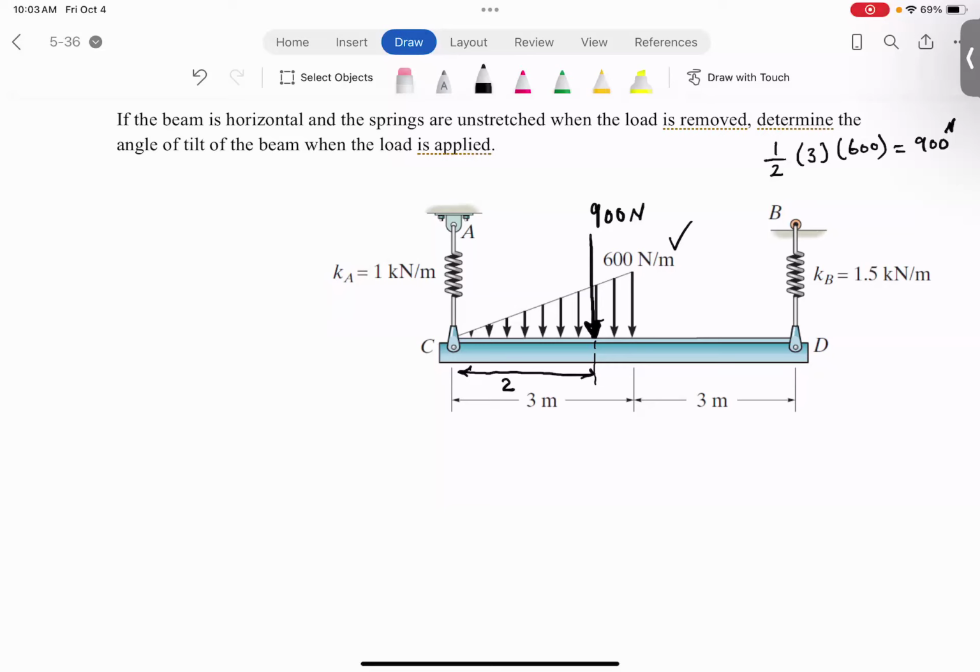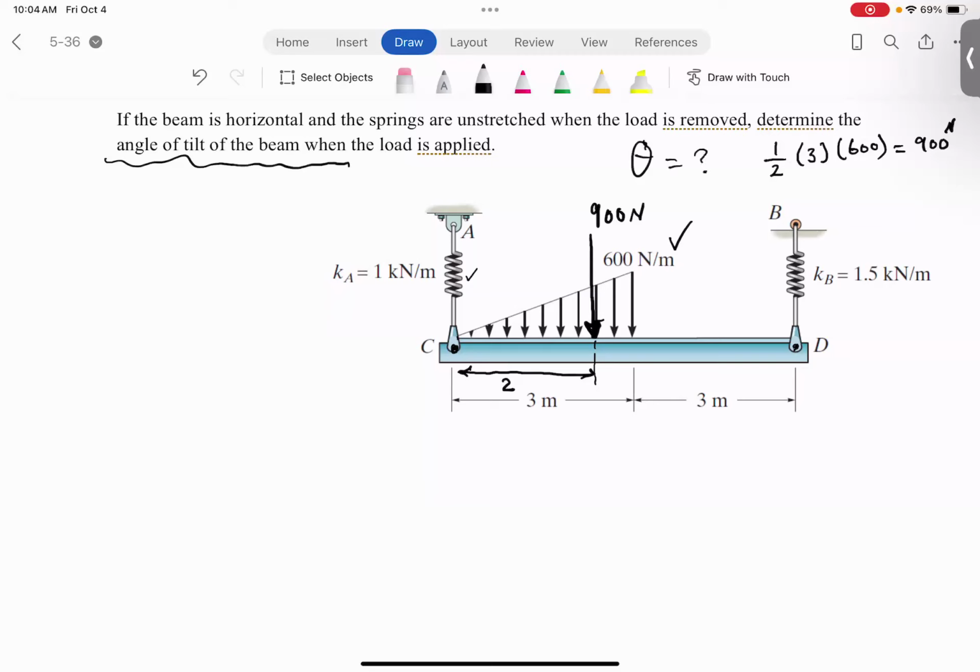You guys know that any distributed load can be replaced by a concentrated load where the magnitude of that load is equal to the area of the load, and that will go right through the centroid. So what we are trying to determine is, after this load is applied, what is the angle of tilt of the beam? Clearly, point C is going to be stretched due to the force of the spring differently than point D. That's going to create some rotation, and that's what we're trying to determine. I call that angle theta.